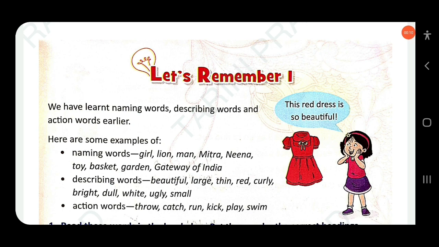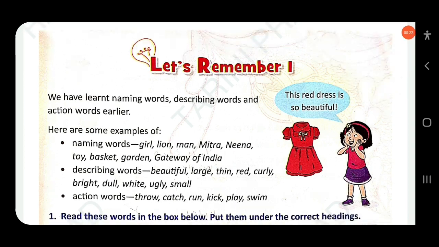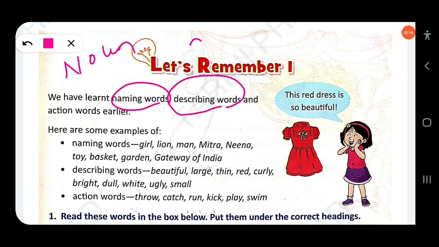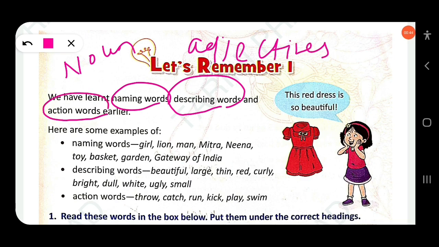Let's remember one. Okay, page number 9. So here we have learnt naming words, describing words and action words earlier. Do you know? Okay, naming words. Naming word means noun. Okay, then describing words. Describing words are adjectives. Then action words mean doing words, or we call verbs.